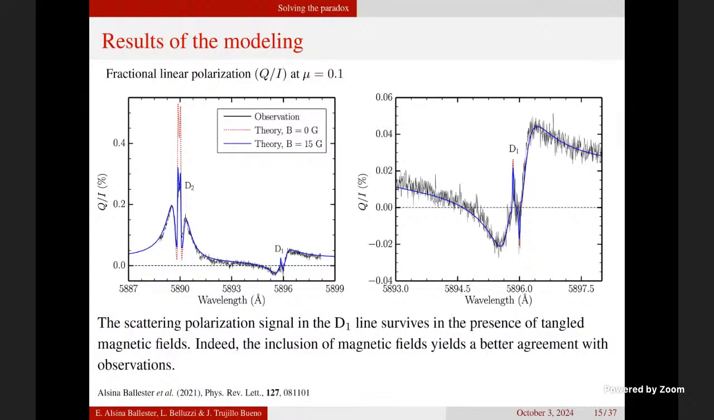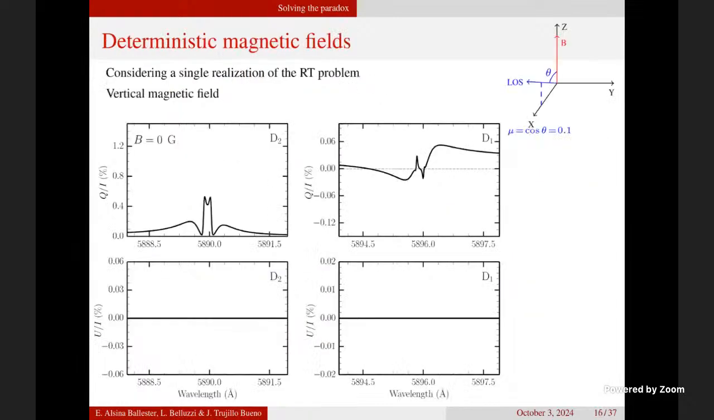Now, if you indulge me, I'll go into some more technical aspects. And here I'll show you some radiative transfer calculations in which the vertical axis, the Z axis, represents the radial direction of the sun. The line of sight is given by its inclination with respect to the vertical. In this case, we take a very inclined line of sight to get large scattering polarization signals.